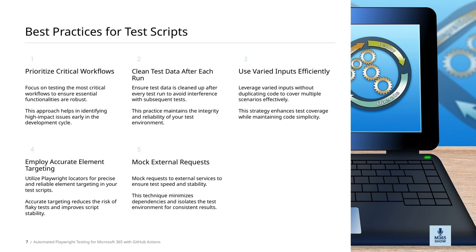We also need to remember to clean up test data after each run. This prevents leftover data from interfering with subsequent tests, maintaining the integrity and reliability of our testing environment. Finally, focusing on testing the most critical workflows helps us ensure that the essential functionalities of our application are robust. Prioritizing these high-impact areas allows us to identify and address key issues early in the development process.